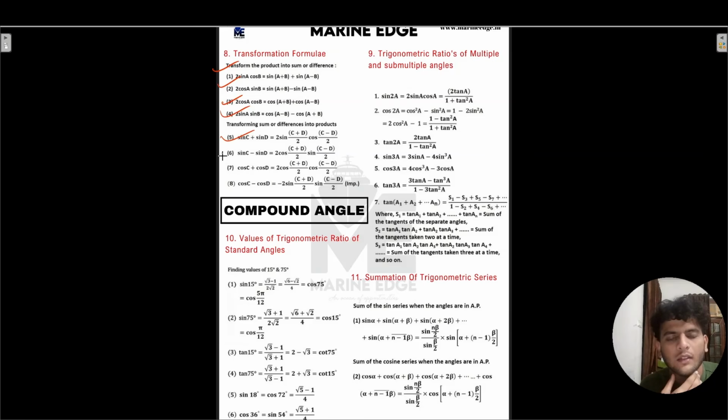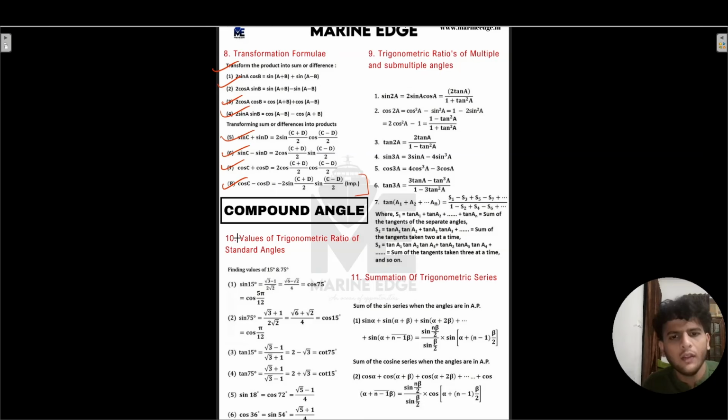sin C plus sin D, sin C minus sin D, cos C plus cos D, cos C minus cos D. So they can be resolved as: sin C plus sin D can be written as 2 sin((C+D)/2) cos((C-D)/2), sin C minus sin D can be resolved as 2 cos((C+D)/2) sin((C-D)/2), and cos C plus cos D can be resolved as 2 cos((C+D)/2) cos((C-D)/2), and cos C minus cos D can be defined as this. Okay, so this is how you can actually resolve them.